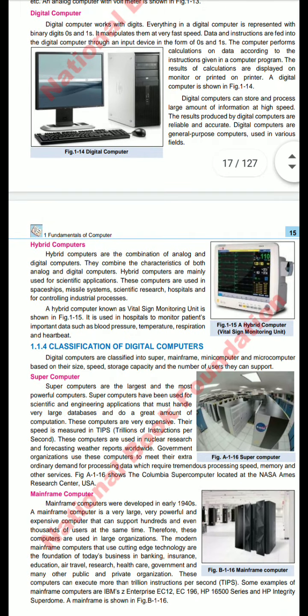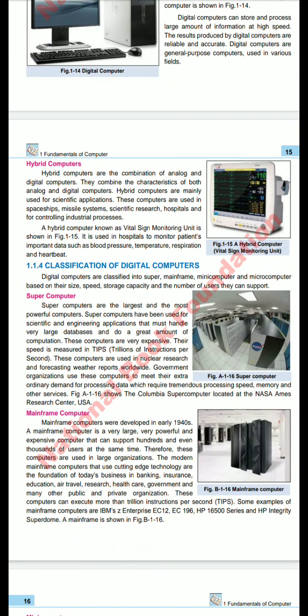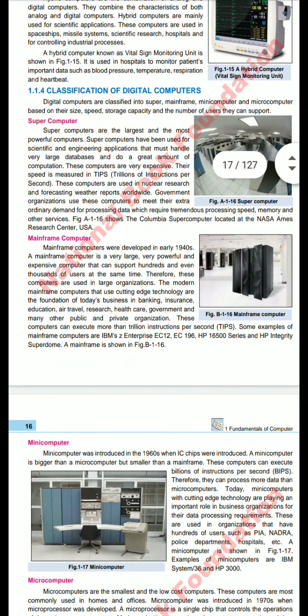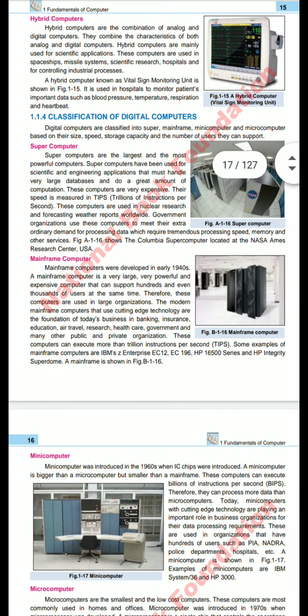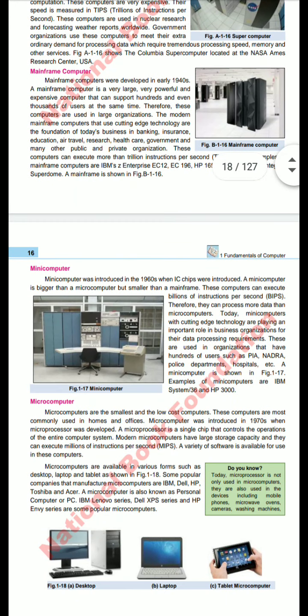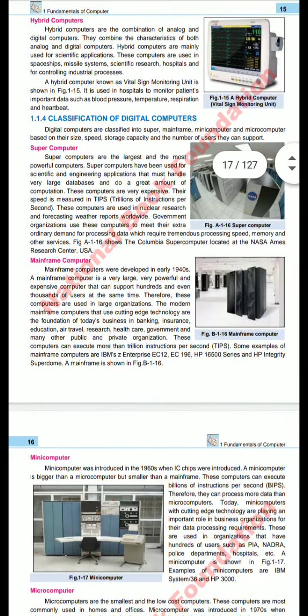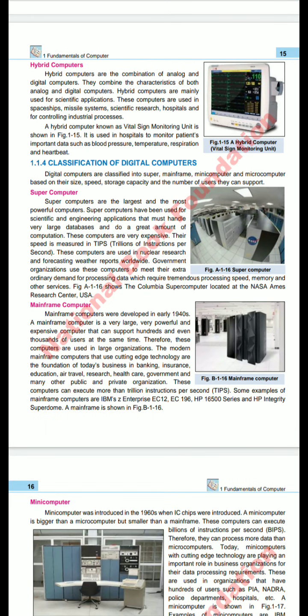Now the next topic is classification of a computer. Into how many classes are computers divided? There are 4 basic classifications of a computer. Number 1 is supercomputer, number 2 is mainframe computer, number 3 is mini computer, and number 4 is microcomputer. The working of these computers is almost the same, but they differ by their use, by their size, by their speed, by their storage capacity and the number of users they can support.